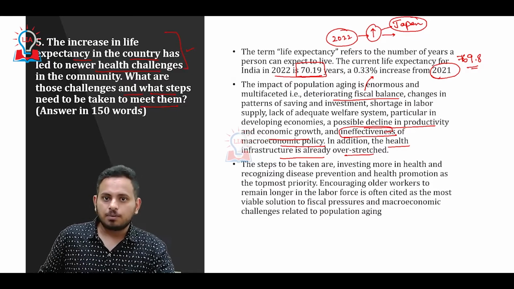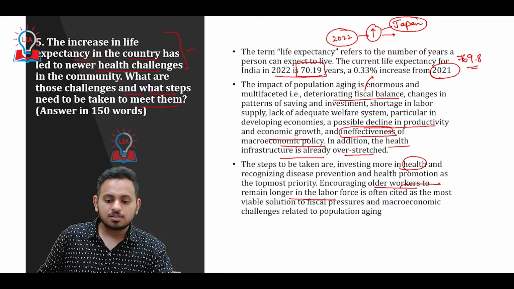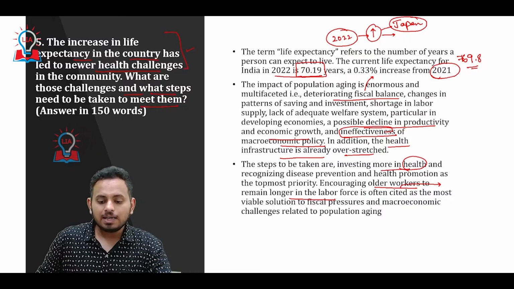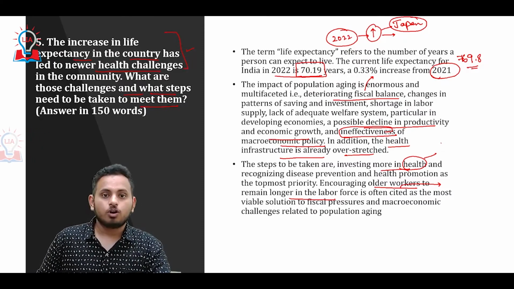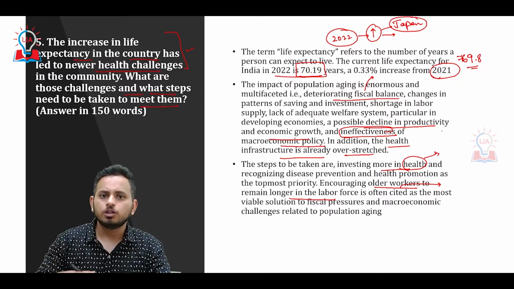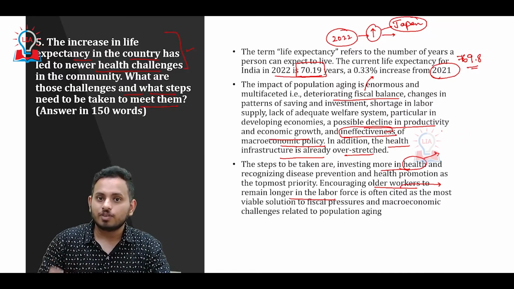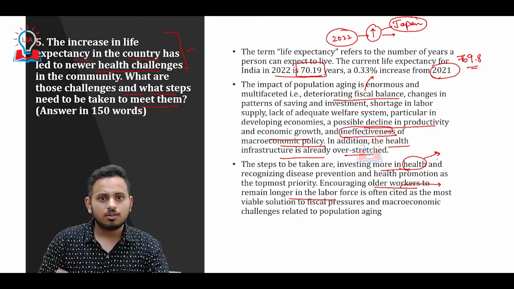The steps to be taken. What are the steps to be taken? Investing more in healthcare, encouraging older workers to remain longer in the labor force, which means increasing the retirement age. See, increasing the retirement age would be a very short term measure. As a long term measure, what we have to do is maintain the demographic dividend and make sure that the fertility level will not fall below the replacement level. This is something that is sustainable, that any government, particularly India, has to do, because India is going through this process of demographic transition. It's a very important term, an important phase that India is going through. India is going through a phase called demographic transition, and India has to be very careful in the near future.